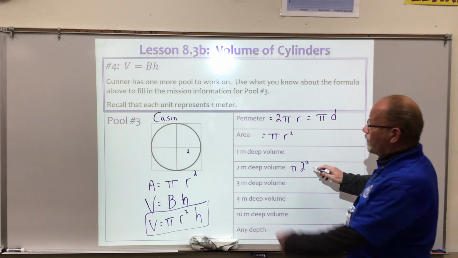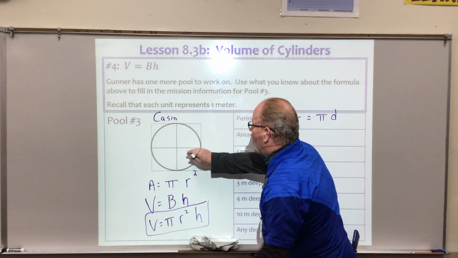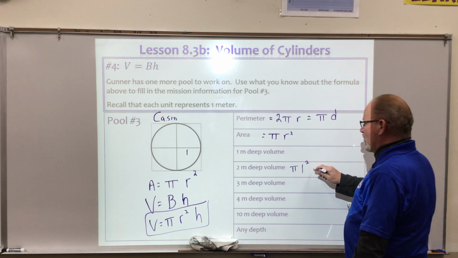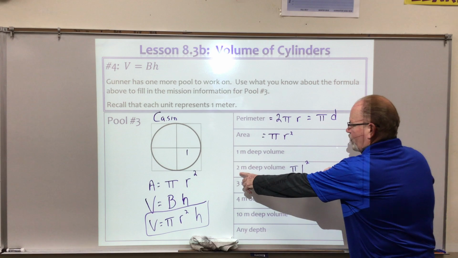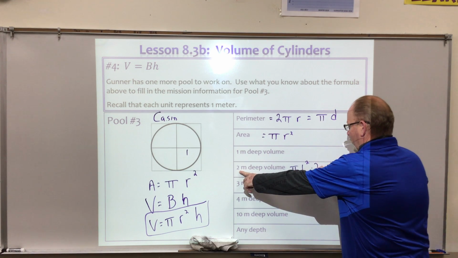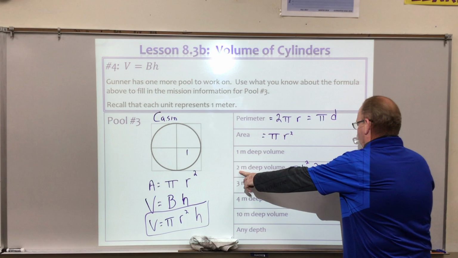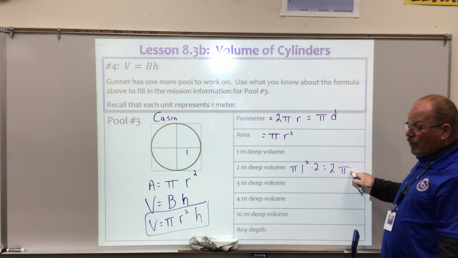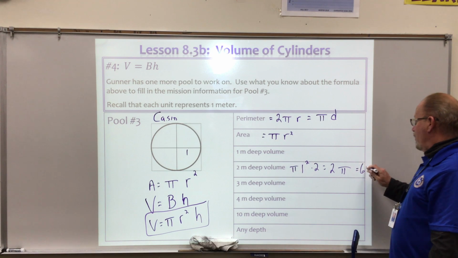Let's see. In this case, let's make this a 1 to start. So this is going to be 1 squared times the height, which would be 2 meters. So this would be 2 pi, or 2 times 3.14, which is 6.28.